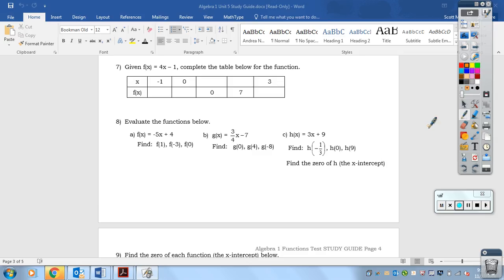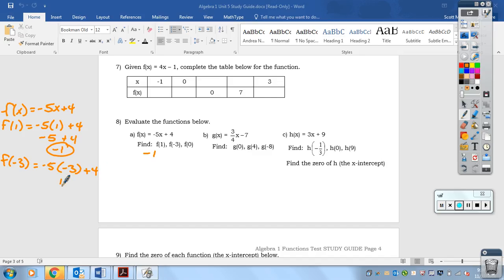A. F of x equals negative 5x plus 4. First, we're finding f of 1. So everywhere I see x, I put 1, which is negative 5 plus 4, or negative 1. F of negative 3 is negative 5 times negative 3 plus 4, which is positive 15 plus 4, 19. And f of 0 is negative 5 times 0 plus 4, which is 0 plus 4, or 4.